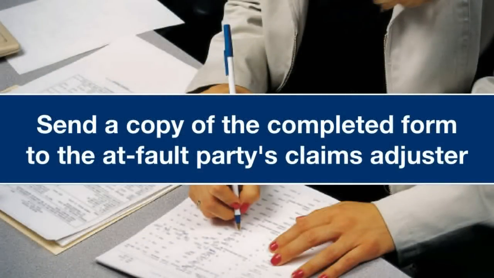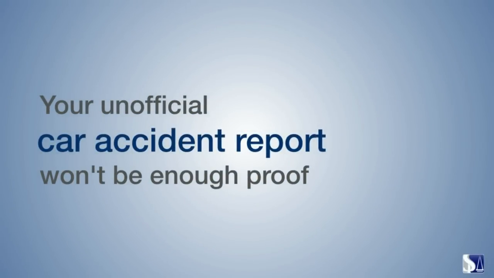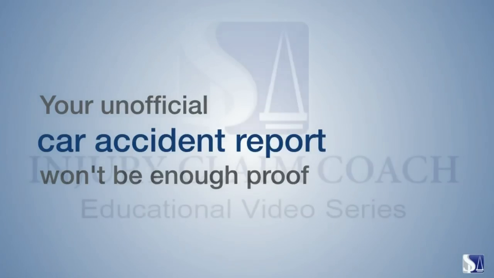The adjuster won't pay your claim unless there's proof of her insured's negligence, and unfortunately, your unofficial car accident report won't be enough. But because the at-fault driver will give the adjuster his own version of the accident, your report is necessary. That wraps up this overview on how the police accident report will impact your insurance claim.